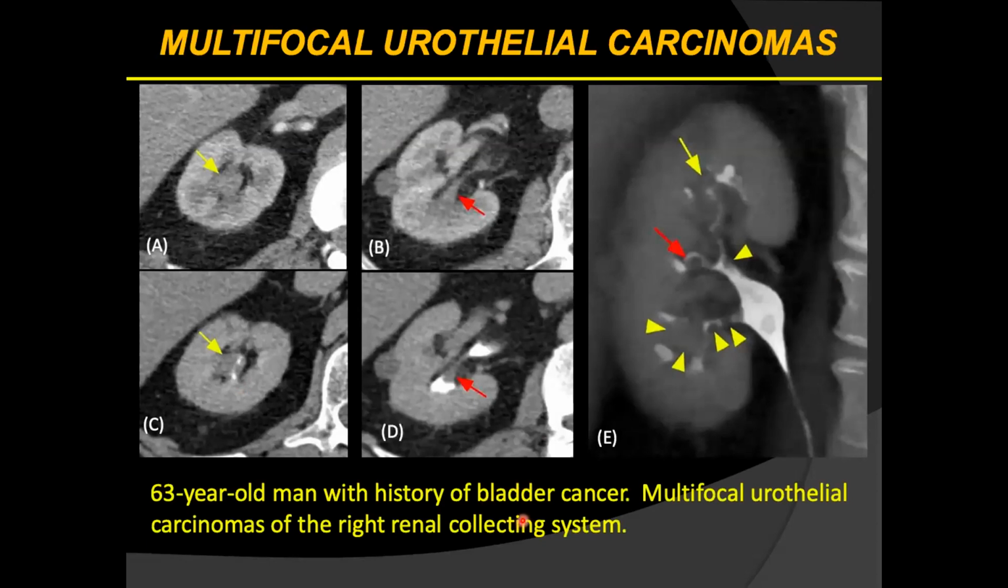Again, this is a 63-year-old man with previous history of bladder cancer. And what this demonstrates is multifocal areas of urothelial carcinomas. So you get axial corticomedullary phase images. They show very subtle soft tissue masses, which are seen in different calyces, in the upper pole calyx, in the low mid pole calyx. On the excretory phase images, you can see that these masses are impinging upon the calycial system. And this coronal MIP image can show you multiple filling defects, which are all urothelial carcinomas.